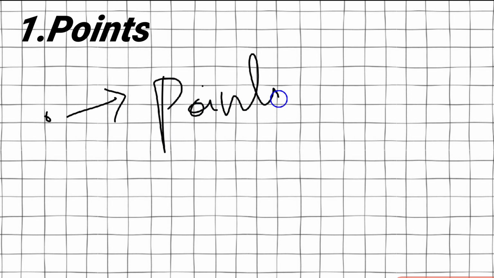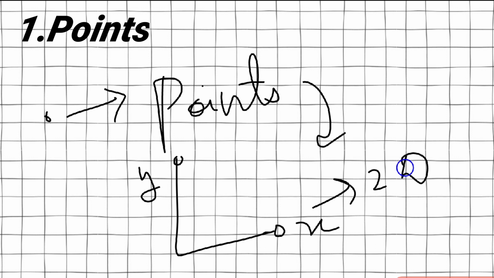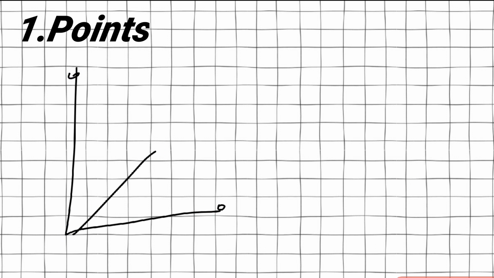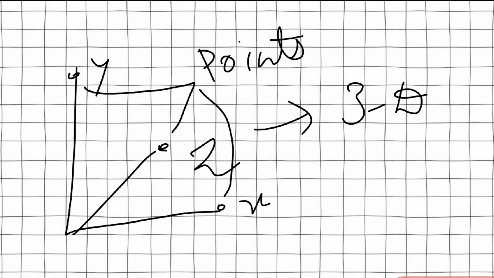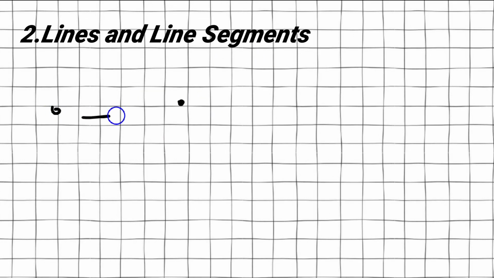So at first we have points. Points are represented by coordinates x, y in 2 dimensions or x, y, z in 3 dimensional space, and they serve as the simplest element for considering more complex shapes, right? And then we have lines and line segments. Lines and line segments are defined by 2 points or a point and a direction vector. They are crucial for creating shapes and boundaries.